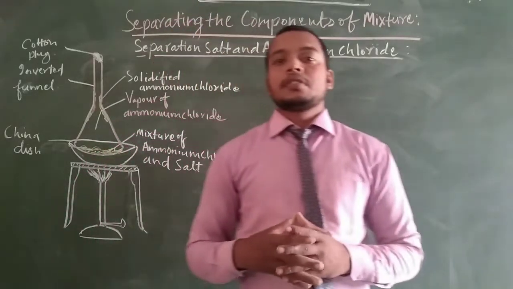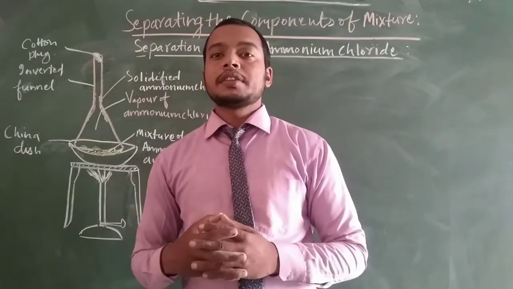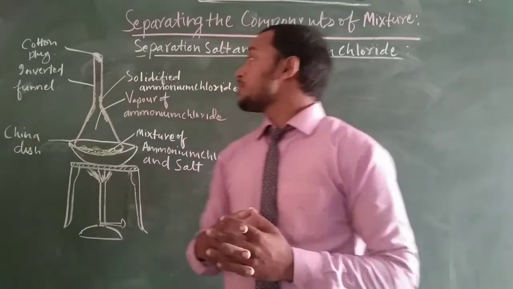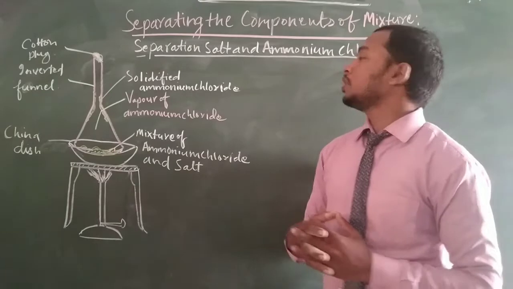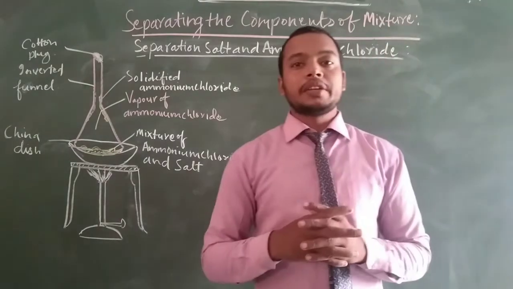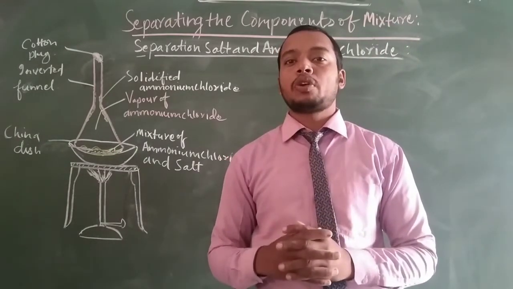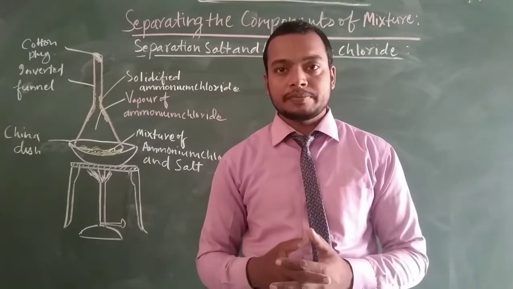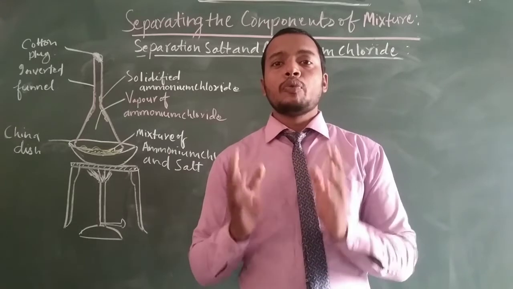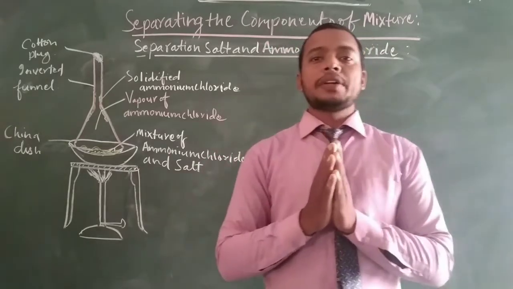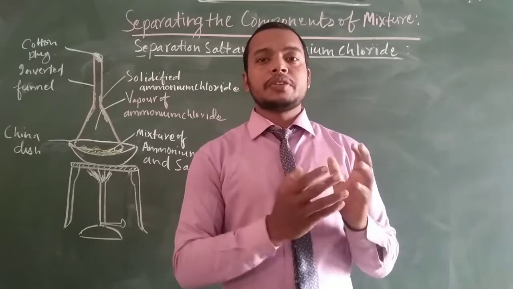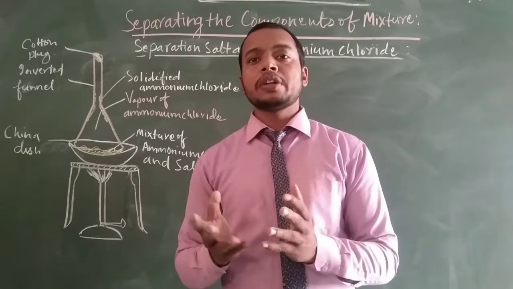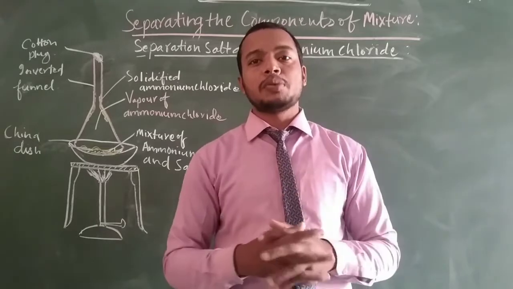Here we are going to discuss another type of separating the components of a mixture, which is the separation of salt and ammonium chloride. Suppose you have taken a mixture of salt and ammonium chloride, or ammonium chloride which has some impurities. By which process do you separate the ammonium chloride from the mixture?